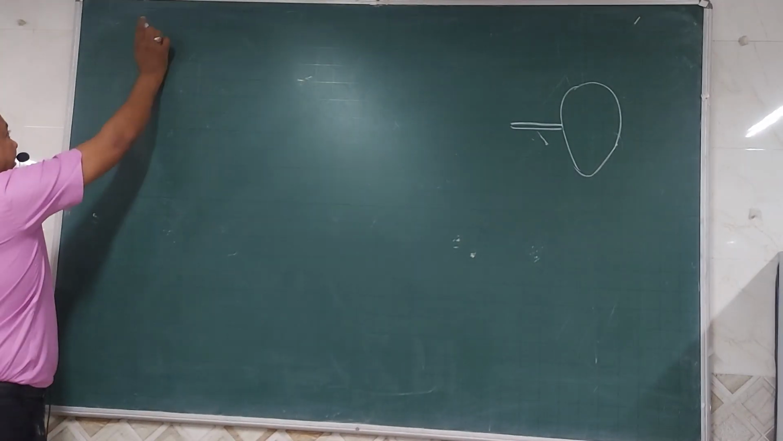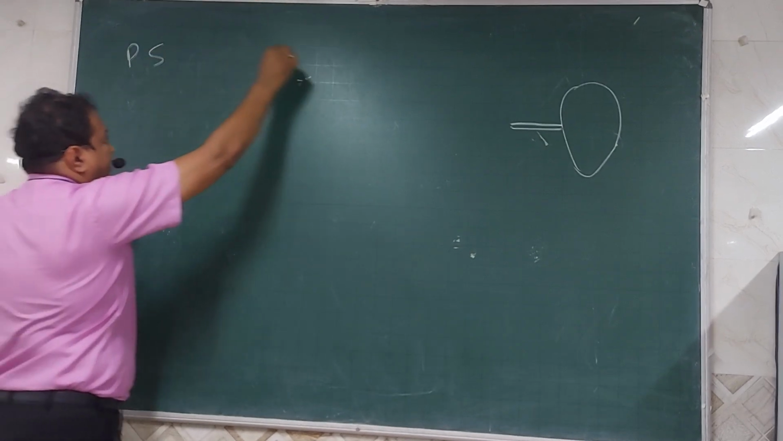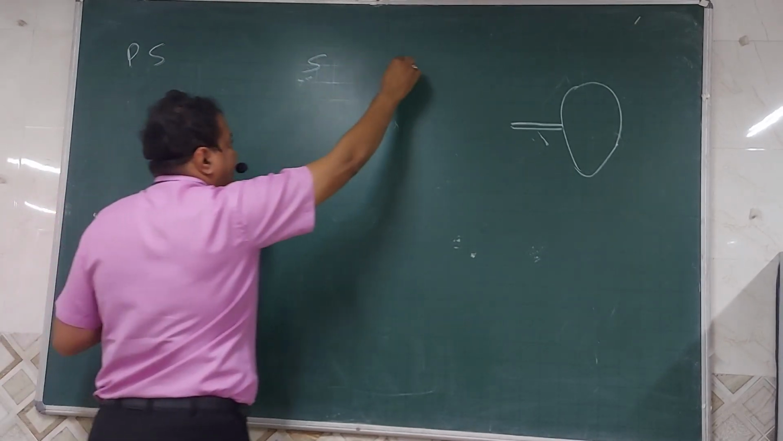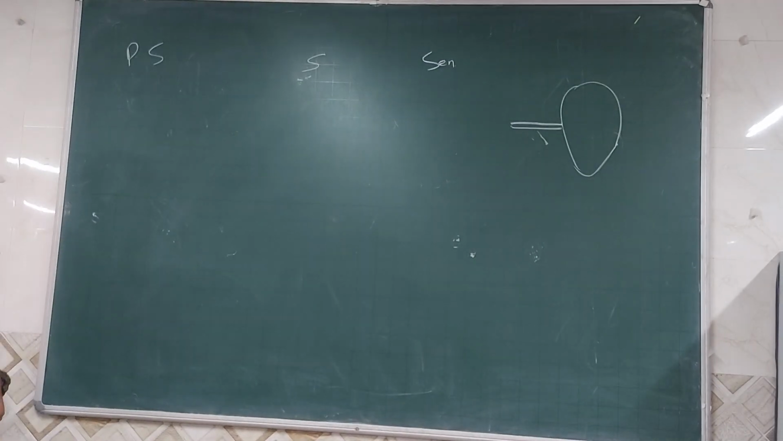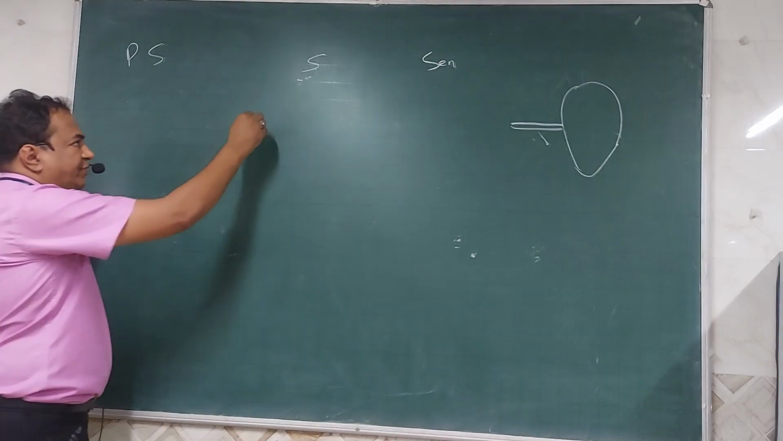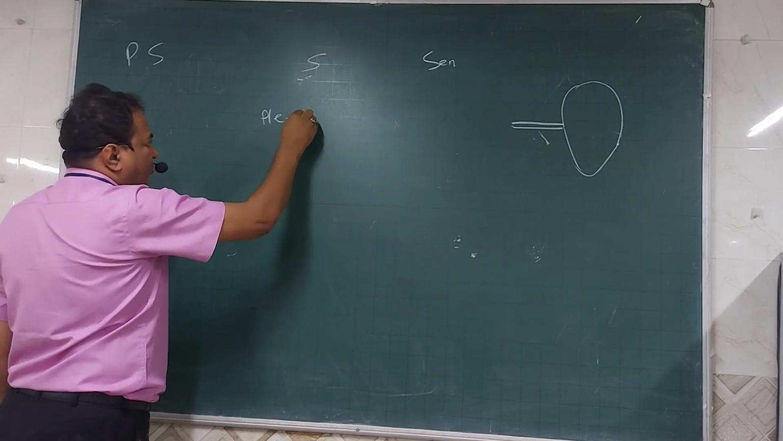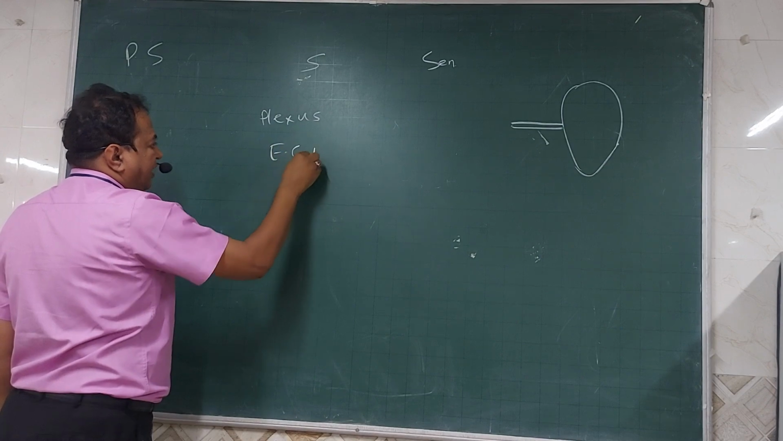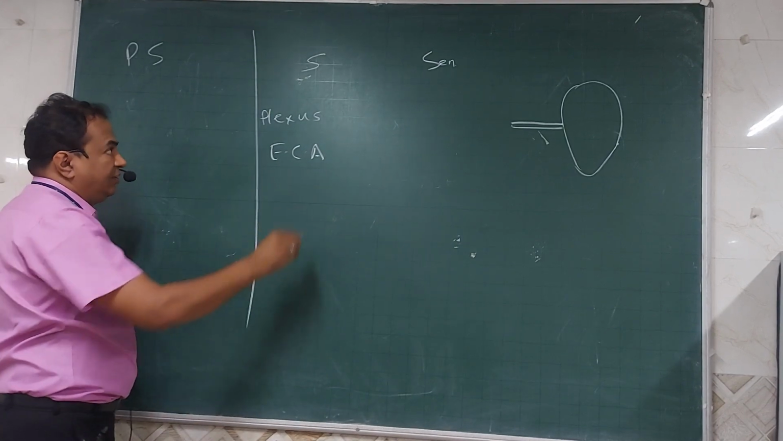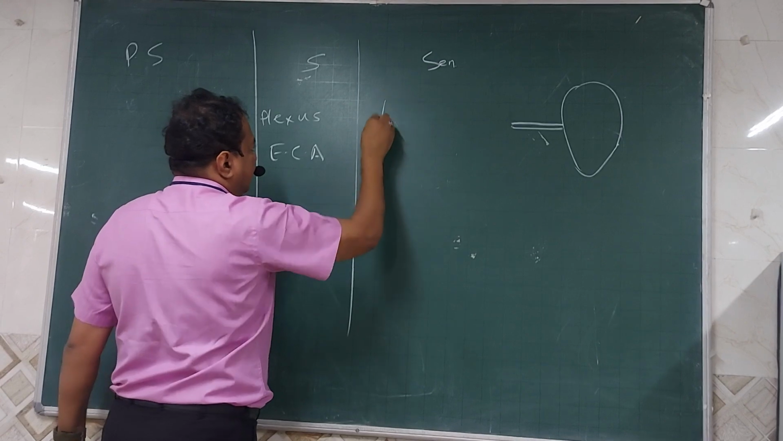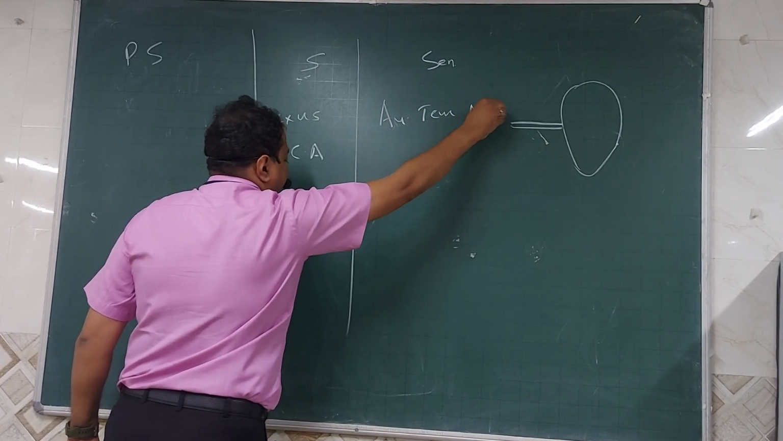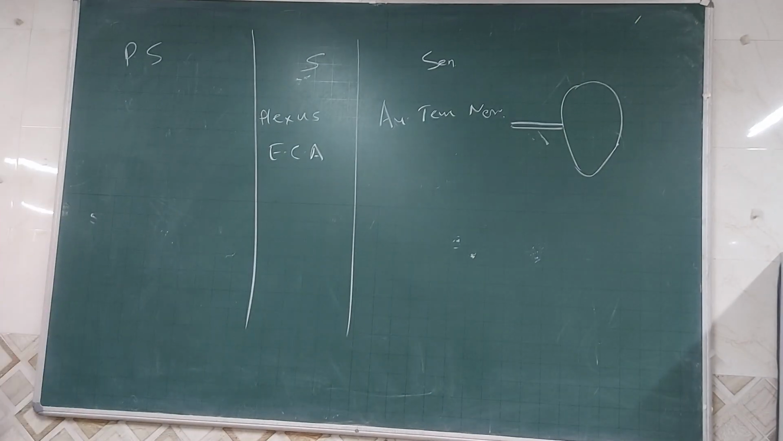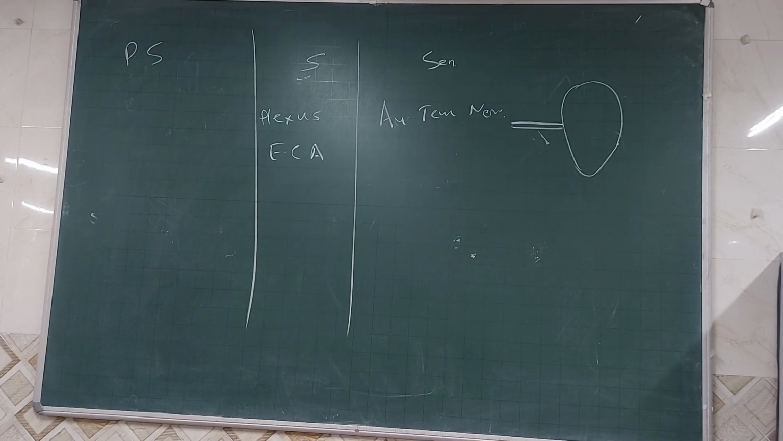Nerve supply of the parotid: parasympathetic, sympathetic and sensory. Sympathetic comes from the sympathetic plexus around external carotid artery. Sensory comes from the auriculotemporal nerve. Auriculotemporal nerve is supplying this area, and here is parotid gland.